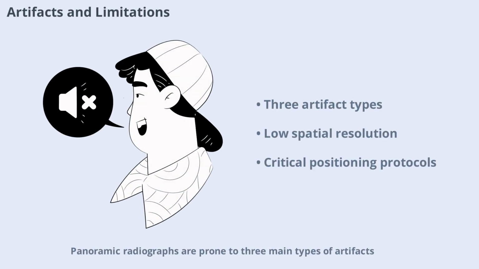Panoramic radiographs are prone to three main types of artifacts: real images, double images, and ghost images. Real images represent true anatomical locations. Double images occur when midline structures are scanned twice, and ghost images result from dense objects outside the focal trough. These artifacts, along with low spatial resolution and non-uniform magnification, limit the diagnostic precision of OPGs.